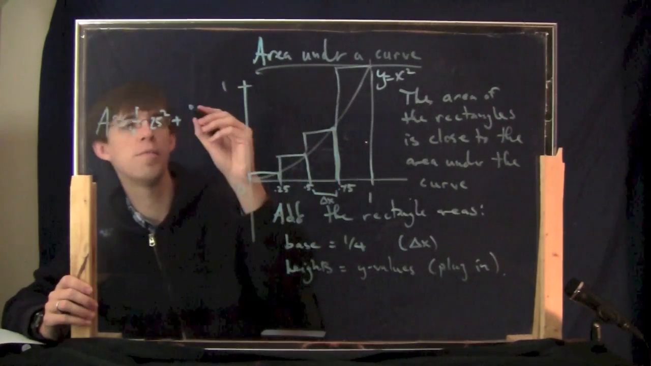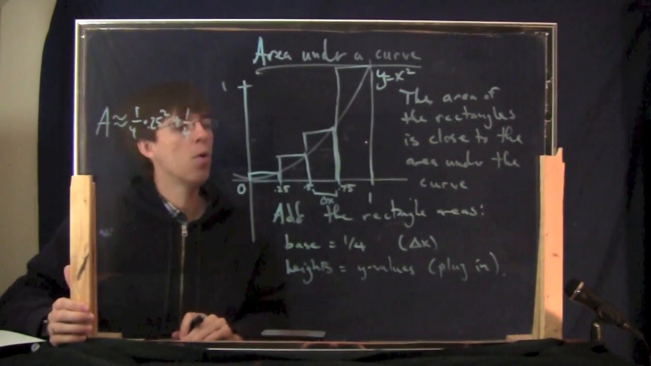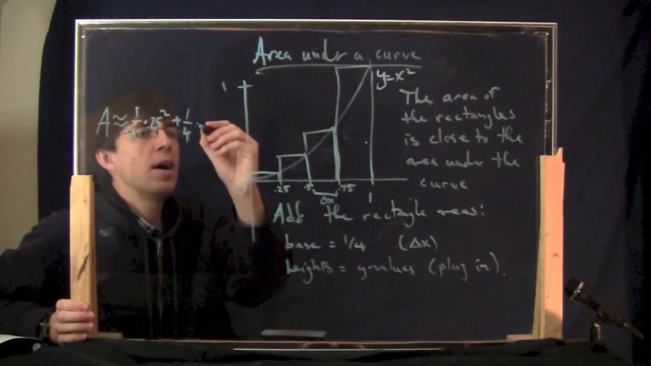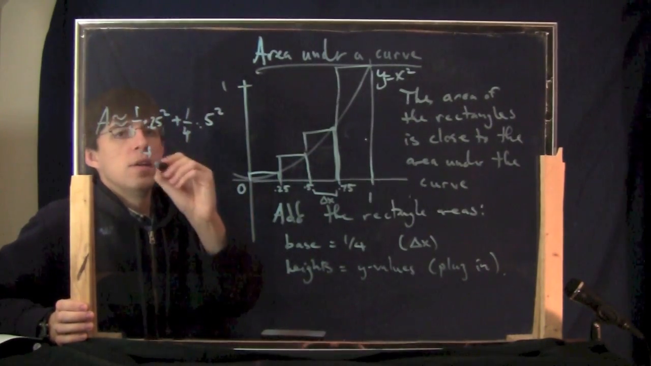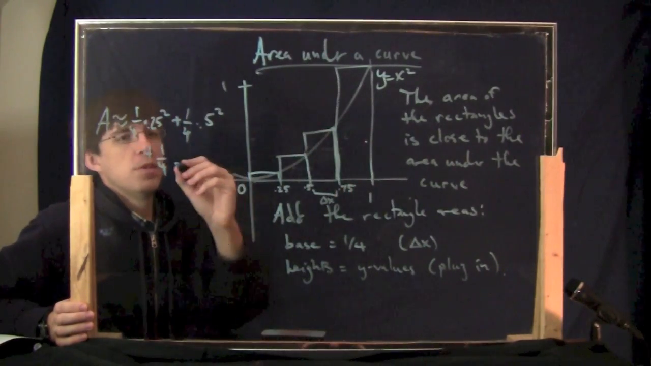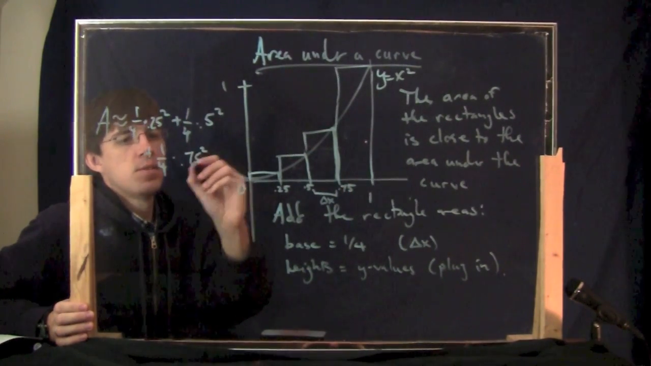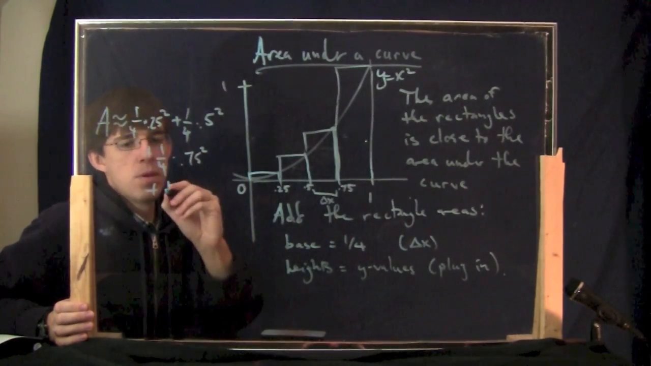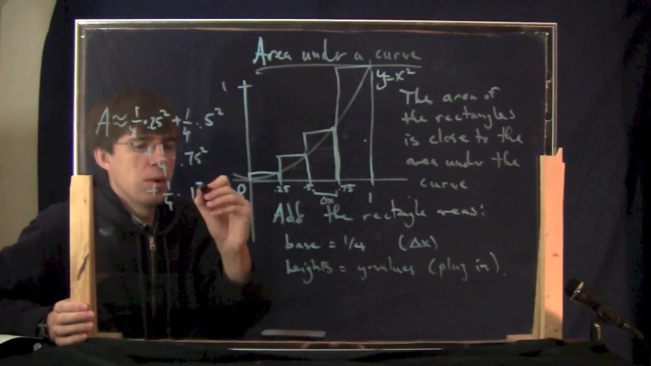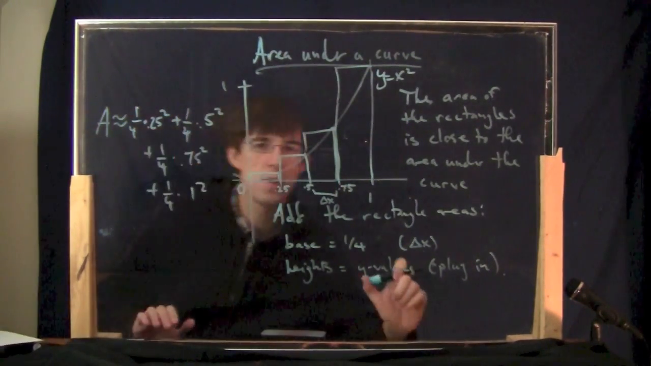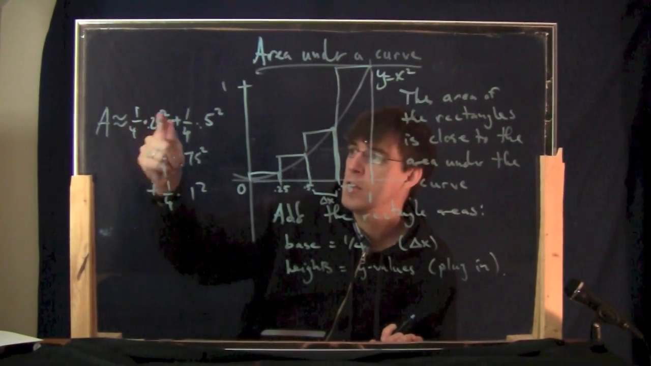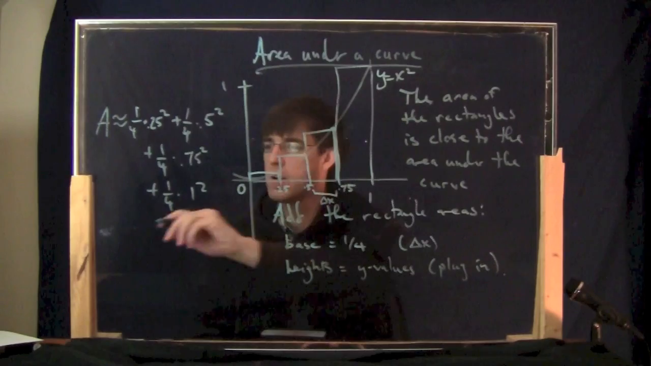The next one, 1/4 again. The height will always be 1/4 times how high is this rectangle? It will be 0.5 squared. Next one, 1/4. This rectangle, the height is 0.75 squared, whatever that is. And then the last one, 1/4 times this rectangle, the height is actually 1 squared, which is 1. But I'll write 1 squared just so it's clear where that came from. Okay, and that's that. You can plug all of this into your calculator if you want.